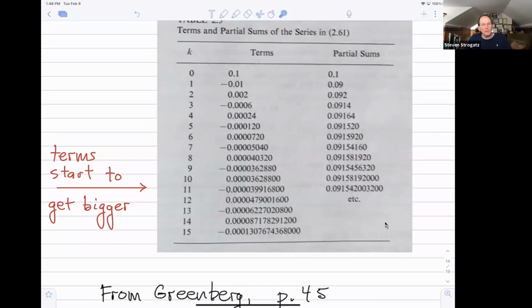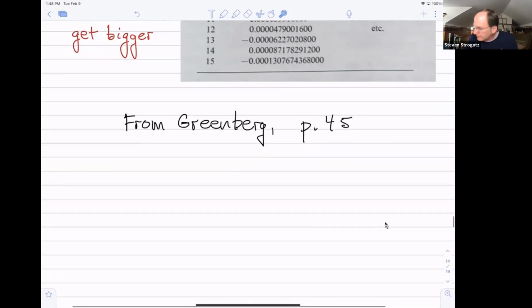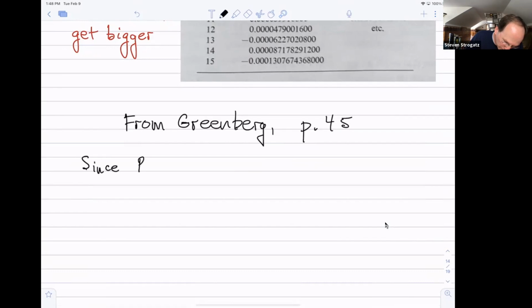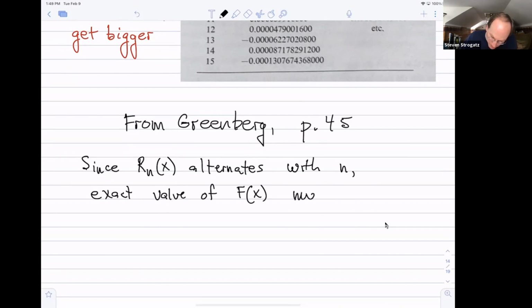Still, we can estimate errors using the fact that there's alternation. Let me make this little remark that since the remainder terms, if we include their sign, alternate, since R_n alternates with respect to n, the exact value of f of x must lie between any two consecutive partial sums.